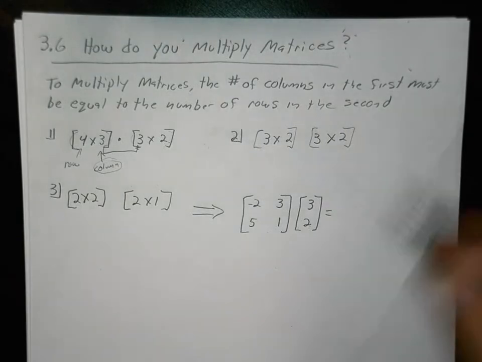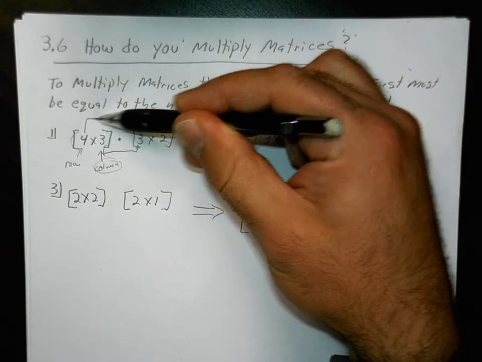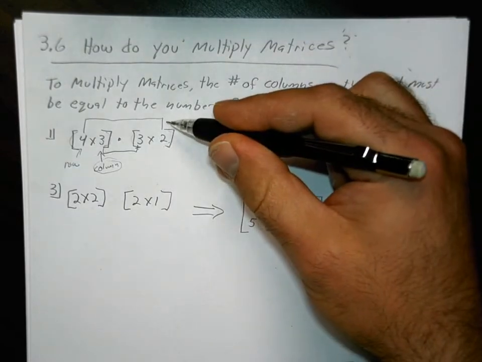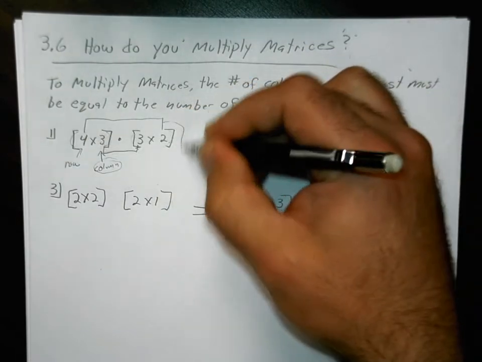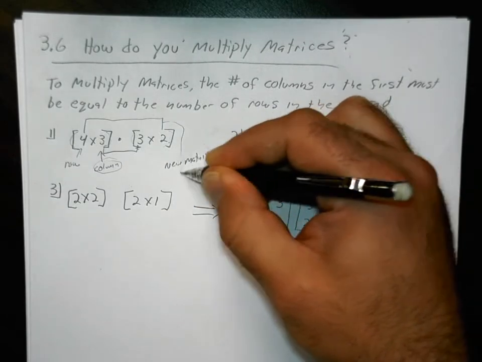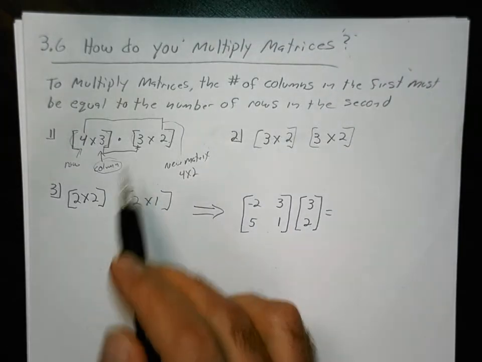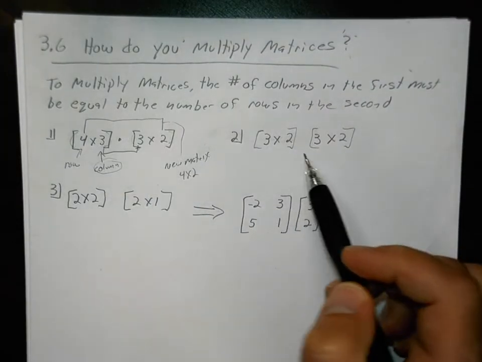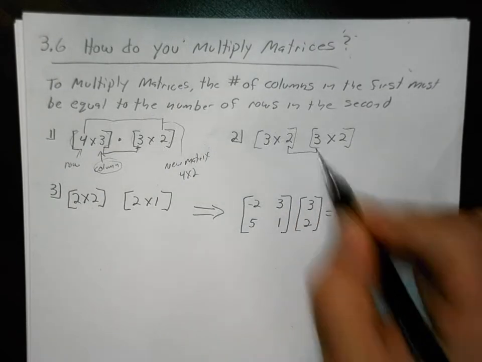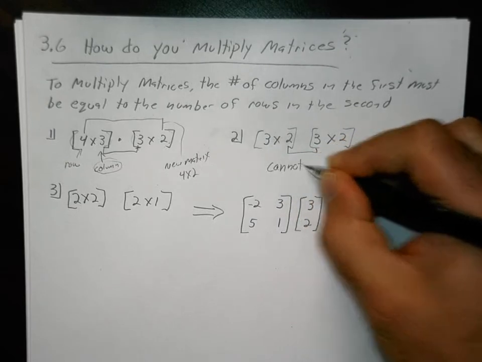Now the resulting matrix has dimensions of the rows in the first by the columns in the second. So the new matrix is going to be a 4 by 2 matrix. Four row by 2 column. And we'll do some examples here. Okay, how about the second one? Can I multiply it? Well, the columns in the first is not the same as the rows in the second, so we cannot multiply.